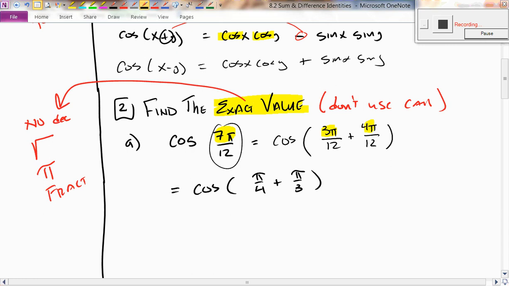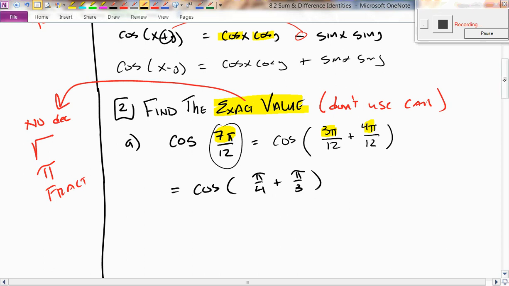Pi over 4 and pi over 3 are two angles that we are good at dealing with, right? Pi over 4 is a 45-degree angle. Pi over 3 is a 60-degree angle. We can handle exact values for those trig functions. Do you get the point of that? Great.